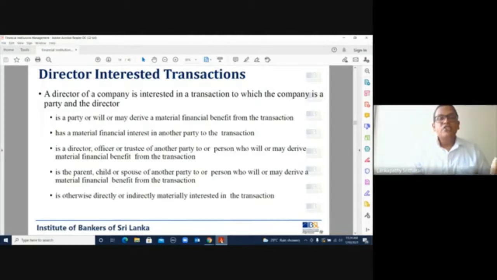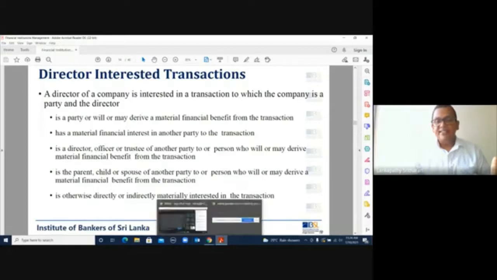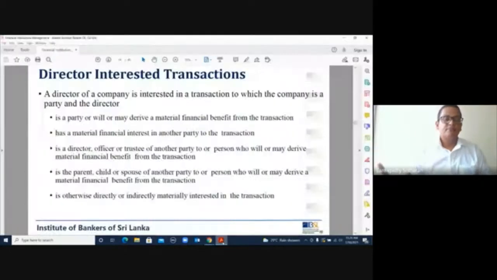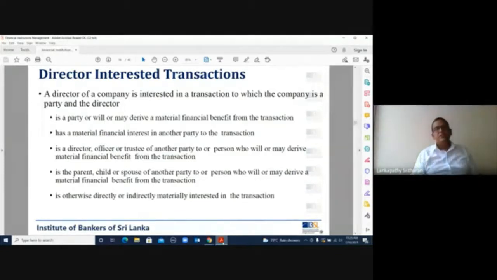Then this slide is talking about the director interested transaction. Before that, are there any questions? Okay. There are some transactions which may be of interest to a particular director of the company: director interested transactions. For example, it says that a director of a company is interested in a transaction to which the company is a party. These points describe what those circumstances are.